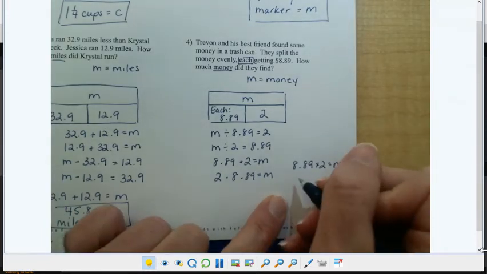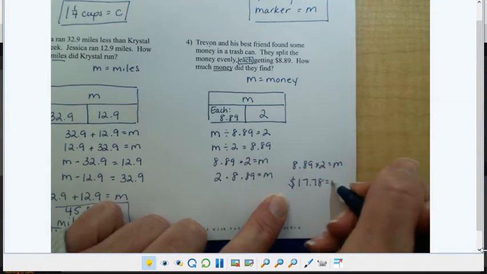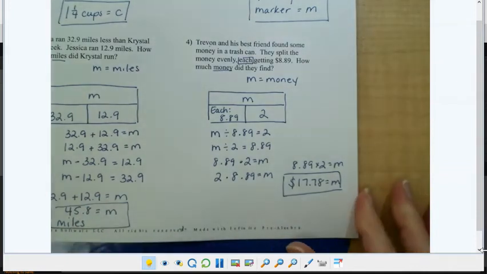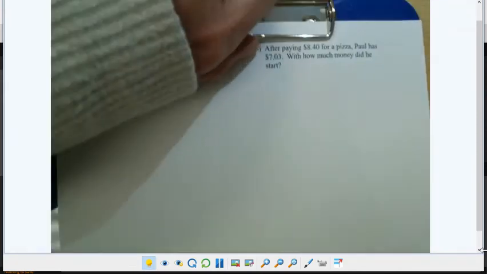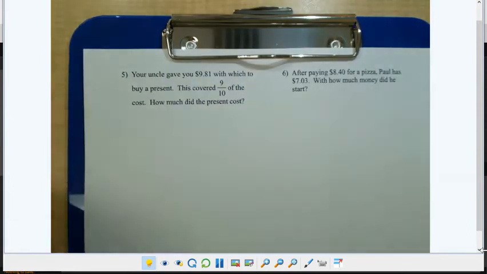And when I stick that into my calculator, I get $17.78 equals M. Now let's look at one that's a little bit different. Your uncle gave you $9.81 with which to buy a present. This covered 9/10 of the cost. How much did the present cost?